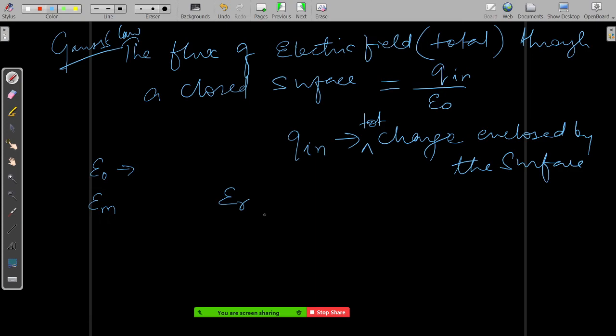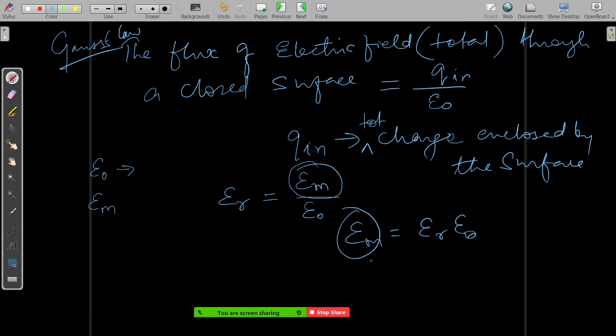Relative permittivity means the electric permittivity of the medium divided by epsilon naught. So the epsilon of the medium will become relative permittivity times epsilon naught. So either they give it directly or they give the relative permittivity.